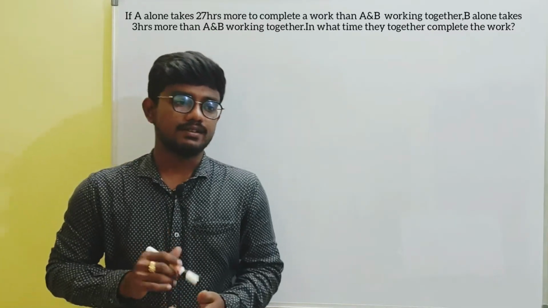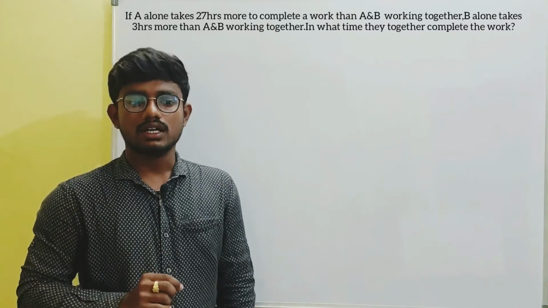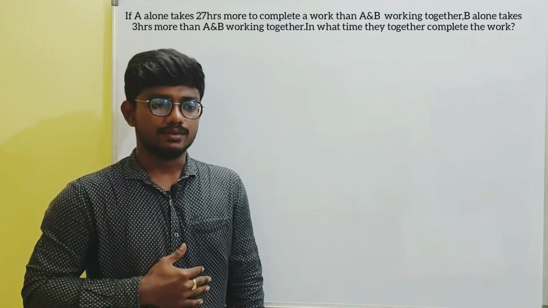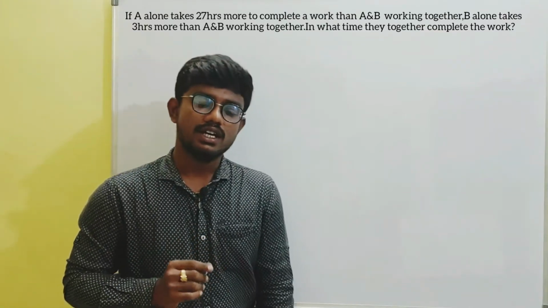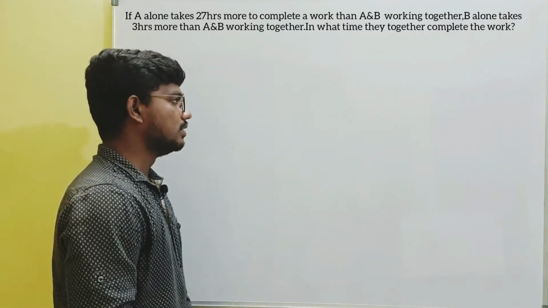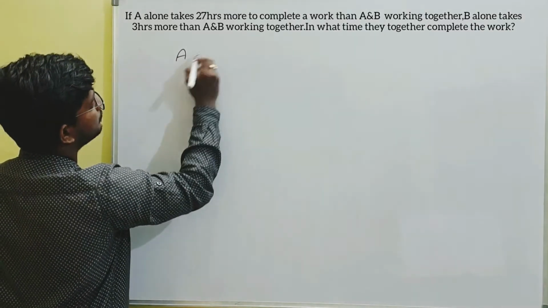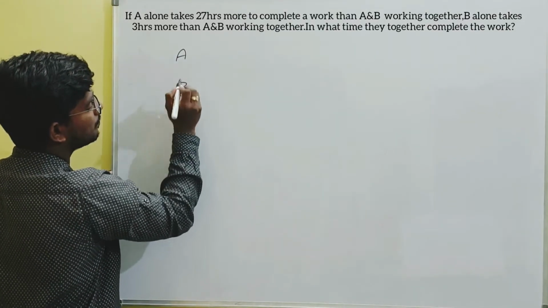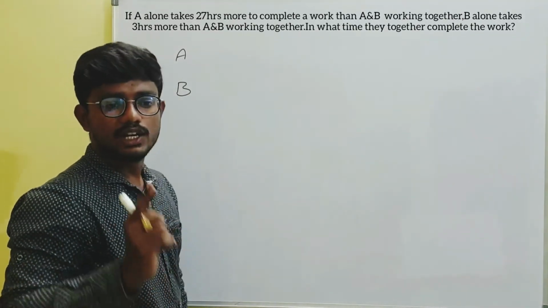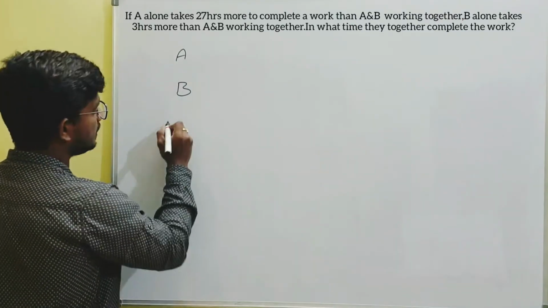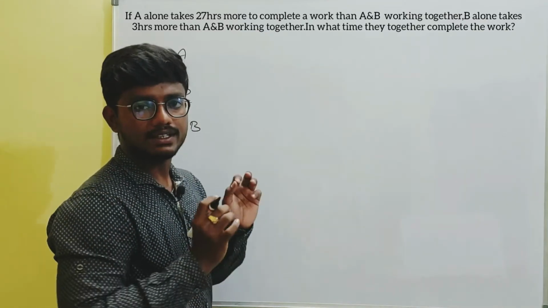Here the second example is: A alone takes 27 hours more to complete a work than A and B working together. B alone takes 3 hours more than A and B working together. In what time do they together complete the work? Here in the question, two persons A and B are given, and what he asked is in what time they together complete the work. It means A plus B working together, in how many days will they take to complete the given work.